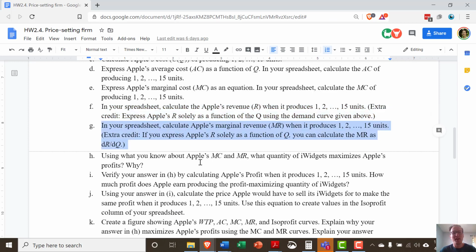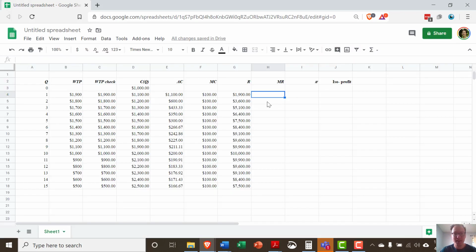In part G, we're asked to calculate Apple's marginal revenue when it produces 1 through 15 units. And here we're going to do exactly what we did when we were calculating the marginal cost. If Apple sells 0 units, they're going to have 0 revenue. The marginal revenue, right, is simply the change in revenue for Apple to sell to one more person. So the marginal revenue of selling to one person instead of 0 people is going to be 1,900 minus 0. It's going to be $1,900.